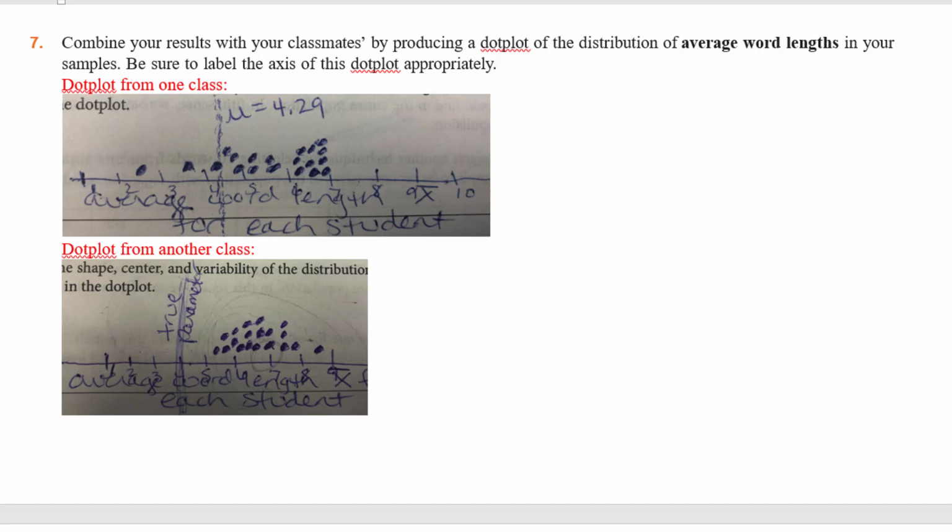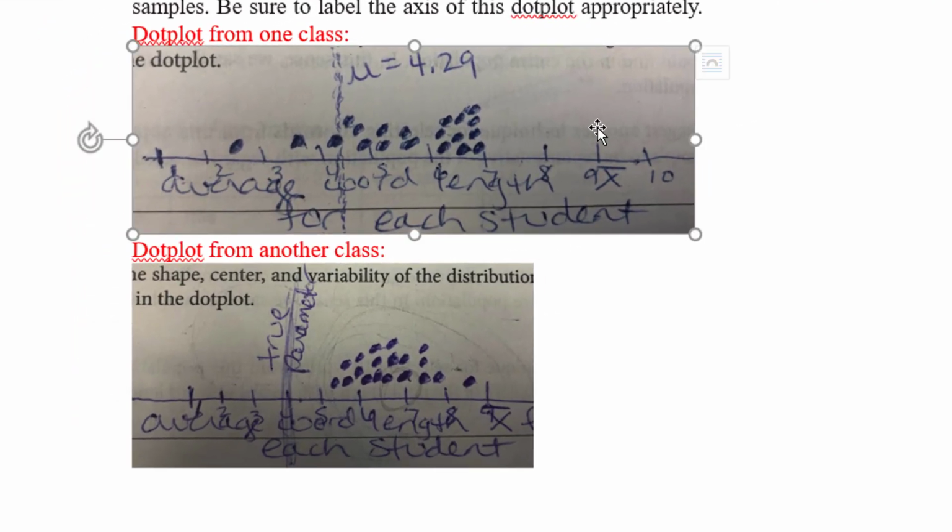This is the second video of Module 5. We're going to start at number 7. Please be sure to watch the first video to understand what's going on here, because we're diving right into number 7. In number 7, I have given a little picture of the dot plot I created in one of my face-to-face classes, and then I took a dot plot from another face-to-face class when I did this activity in class time. So let's examine this first dot plot from one of my classes.